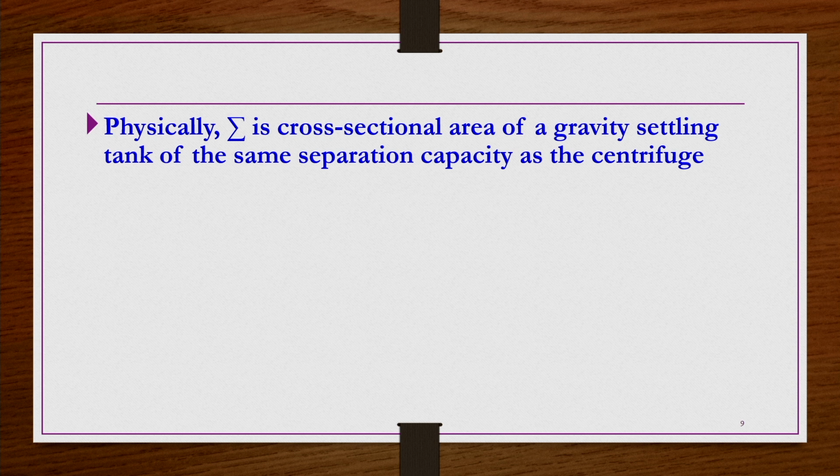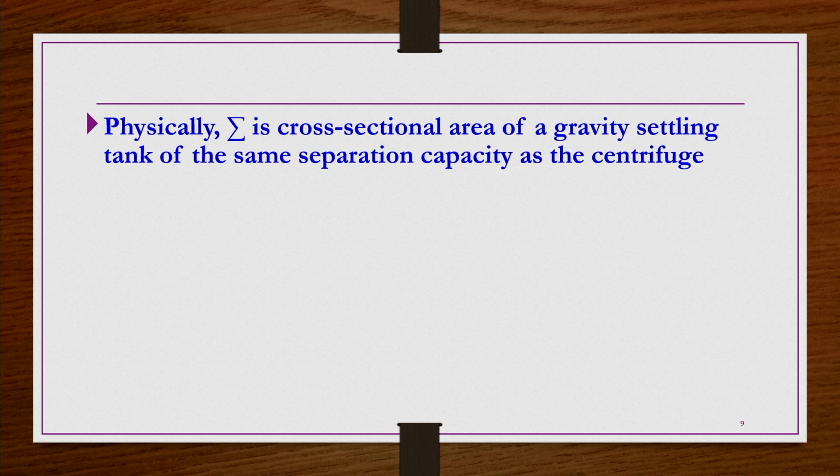As I mentioned, physically what does the sigma value indicate? The sigma value indicates the cross sectional area of a gravity settling tank of the same separation capacity as the centrifuge. Let us take the same example: you have a liquid sample in which we have particles of 0.1 to 10 micron size, and you want to separate all the particles having size dpc greater than or equal to 1 micron.